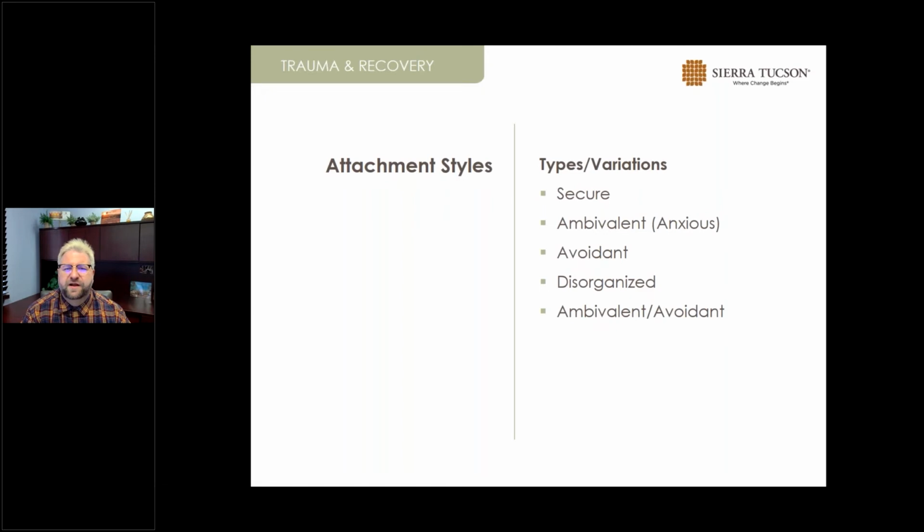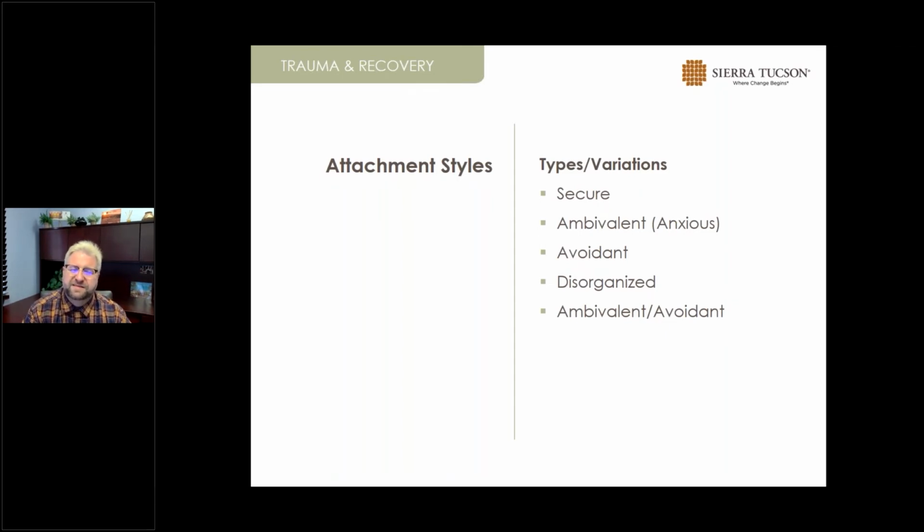There's the disorganized piece, and those are the ones that we primarily see for people who have experienced symptoms of personality disorders, such as borderline personality disorder. And then there's the ambivalent avoidant attachment style, which is the I want you with me, no, I want you to get away from me. And it just bounces back and forth. People who have a lot of attachment trauma are generally more ambivalent, avoidant, or disorganized, but everyone can have different types of attachment styles with different types of relationships.